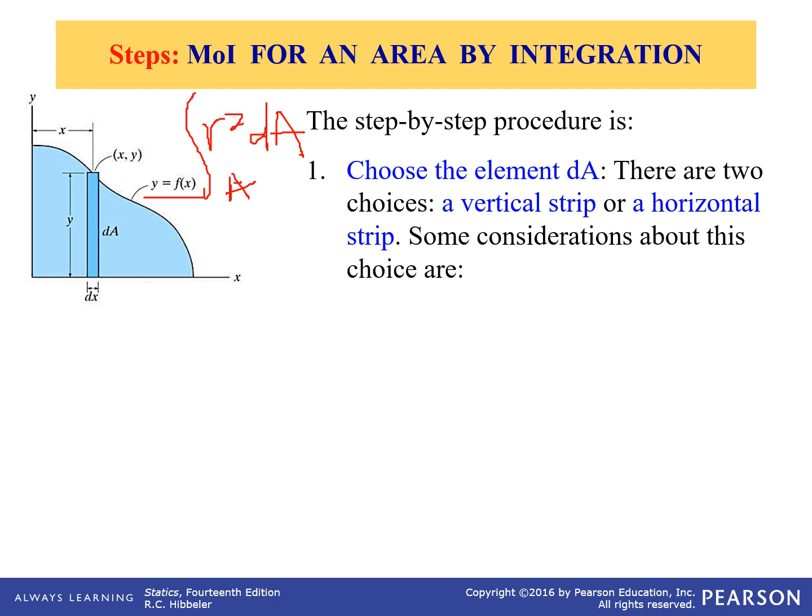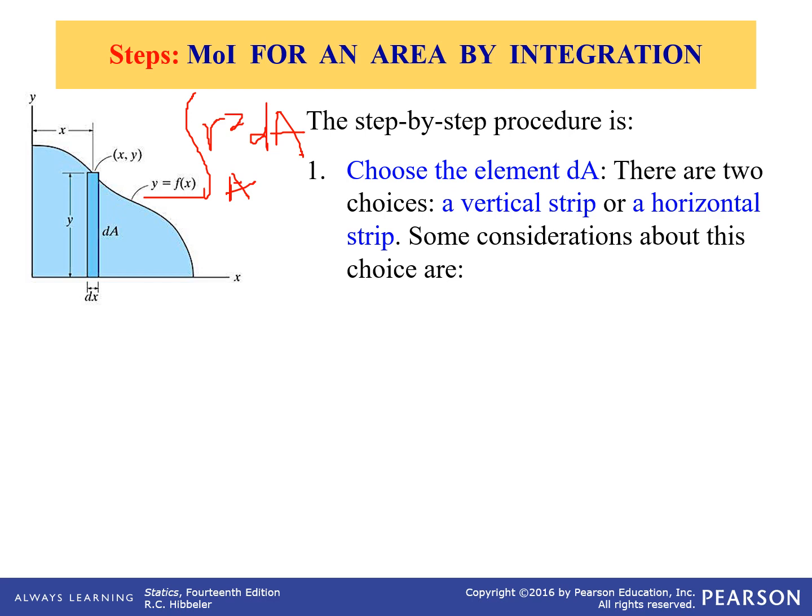So we're going to write all the terms r in terms of x or y, and dA in terms of x and y, and integral either over x or over y, depends on the given problem. So first we're going to choose the element dA. Again, it's very similar to the calculation of the centroid, right? Choose the differential element dA.